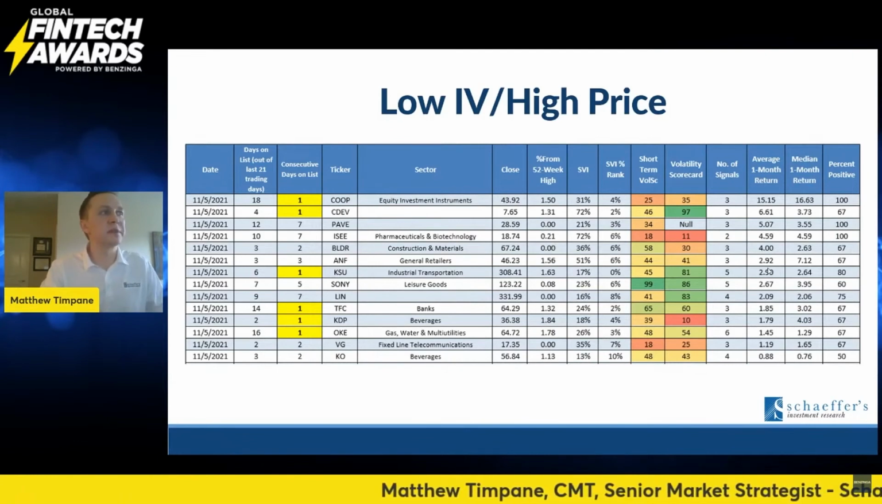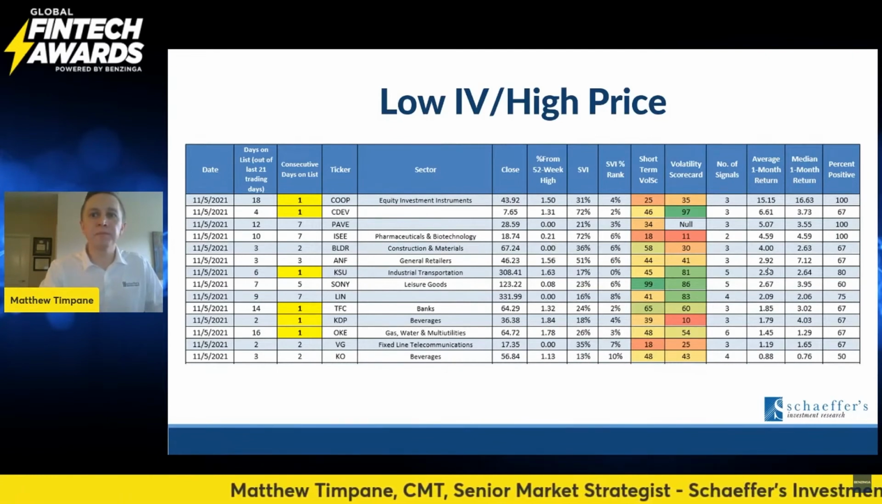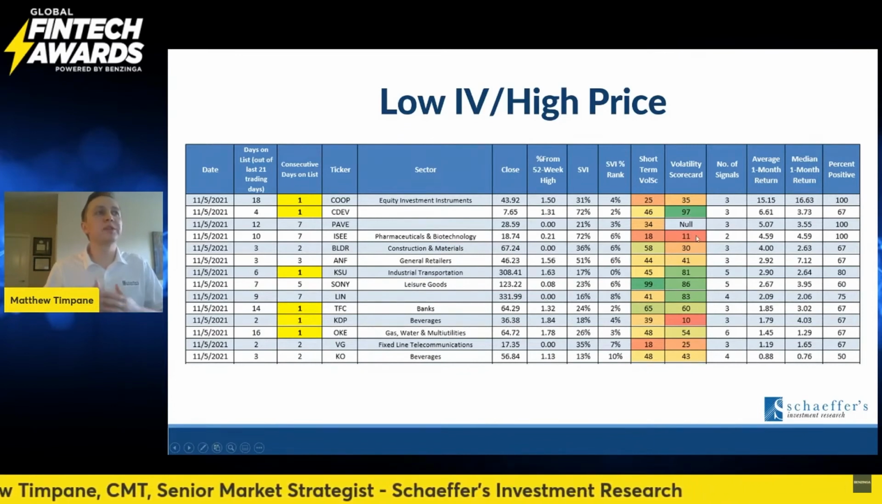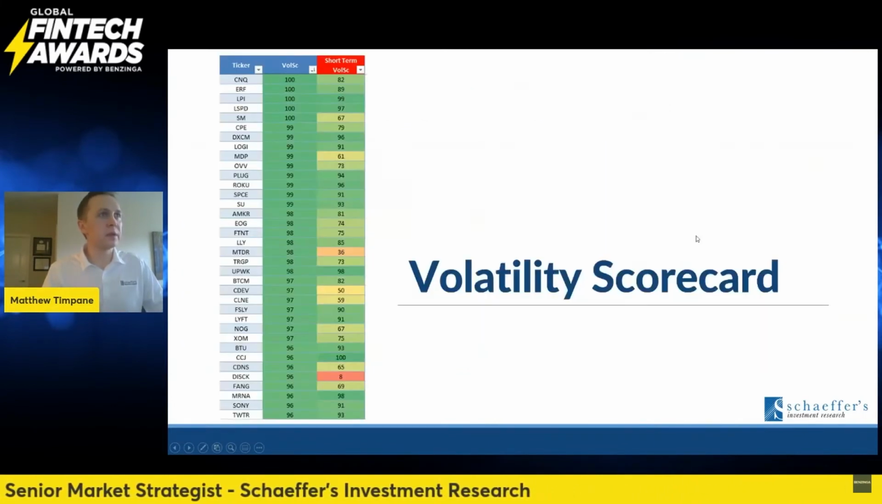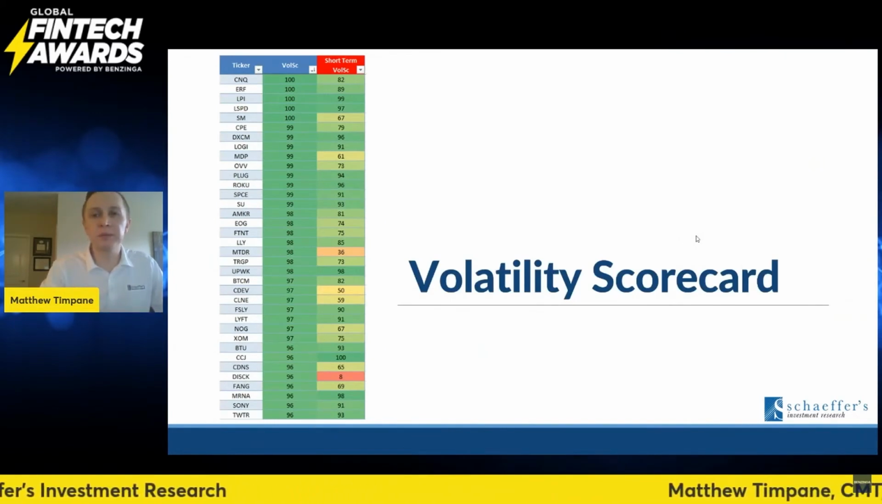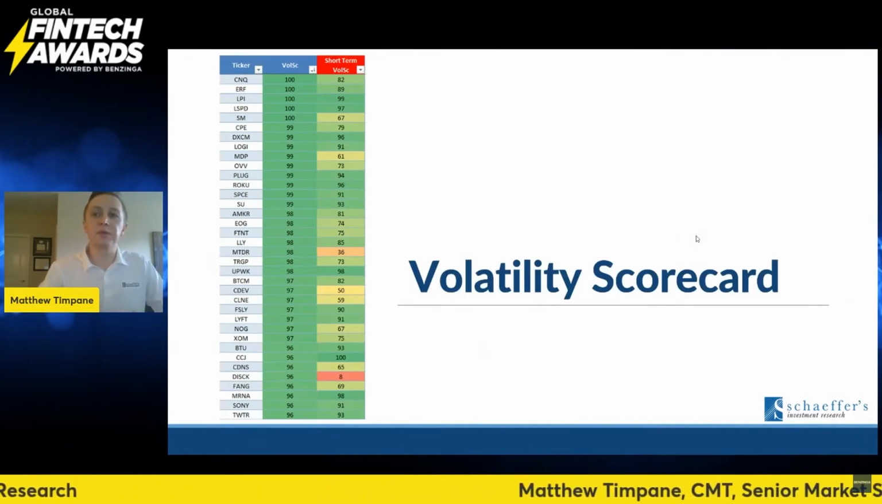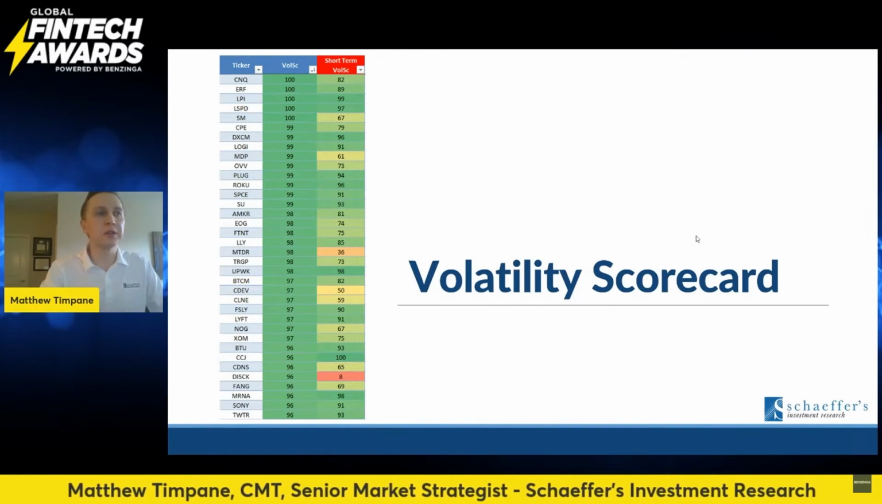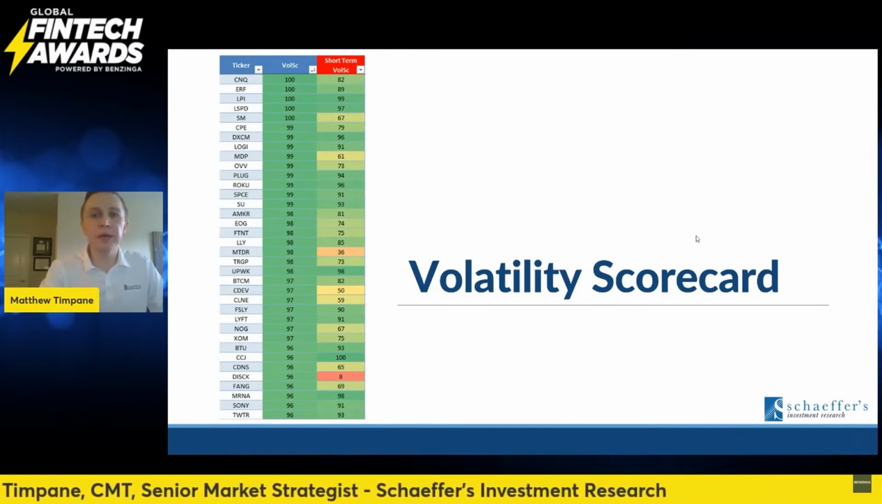So these are the types of things that we're constantly looking for. And then we also combine it with our volatility scorecard, which I'm going to talk about next. The volatility scorecard is something that we've shown plenty of times at Benzinga. We update this weekly right on our website. You can go to, I believe, Market News and then Volatility Scorecard. It gives you the top volatility scorecards that we publish each week on Monday.